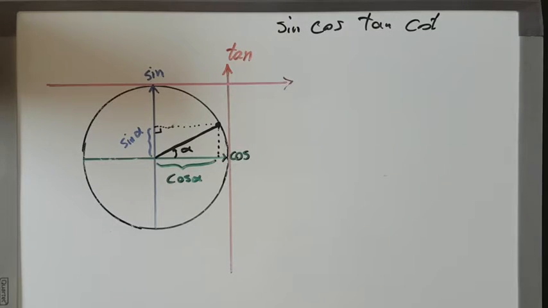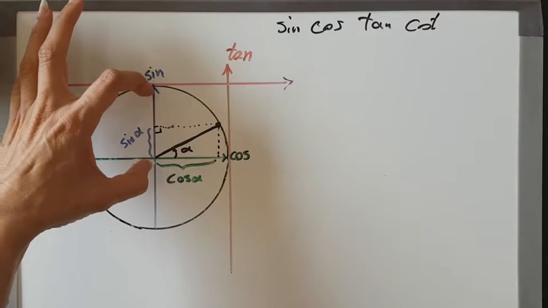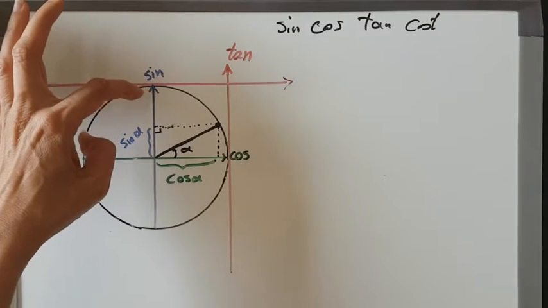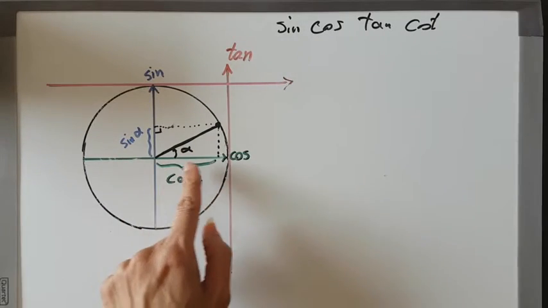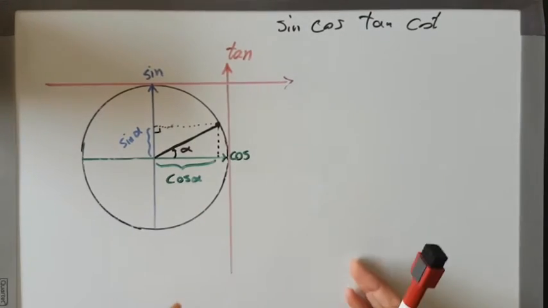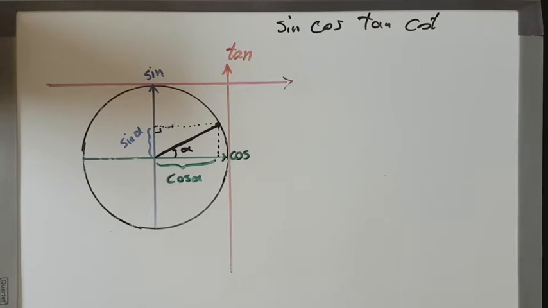As you can see, sine cannot get bigger than 1. The maximum sine for every angle can be only 1. And the same is true for cosine. It cannot be bigger than 1. The maximum cosine can be only 1. However, the tan can get bigger, and it can continue until infinity.